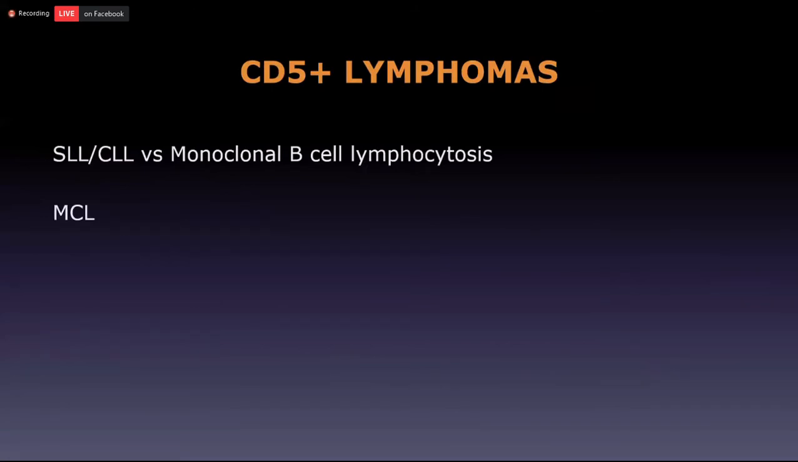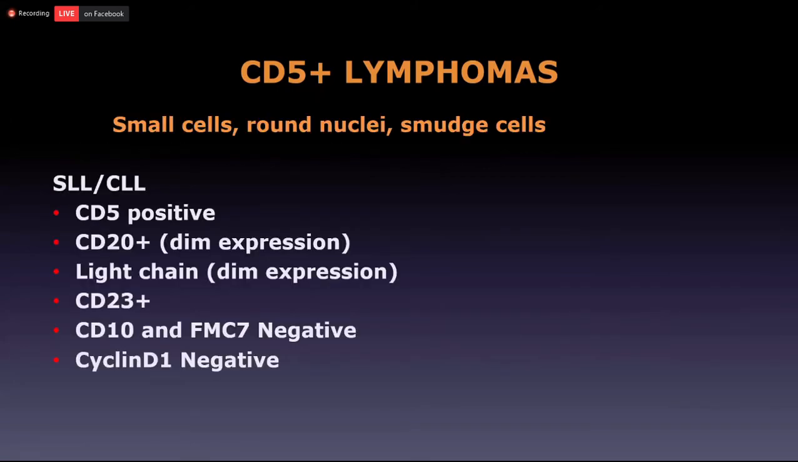So among CD5 positive lymphomas, you have two. One is the CLL/SLL, and you can include MBLs under the definition of SLL-CLL, because the majority of your MBLs have a similar phenotype to SLL-CLL. And then you have mantle cell lymphoma. So these are the two common CD5 positive lymphomas which you encounter.